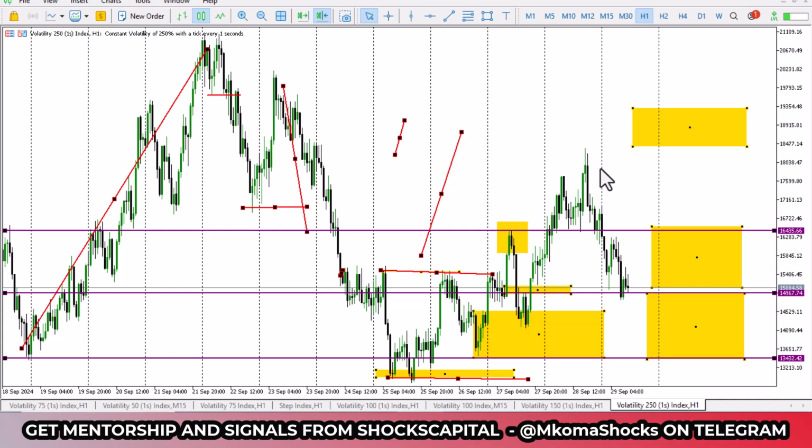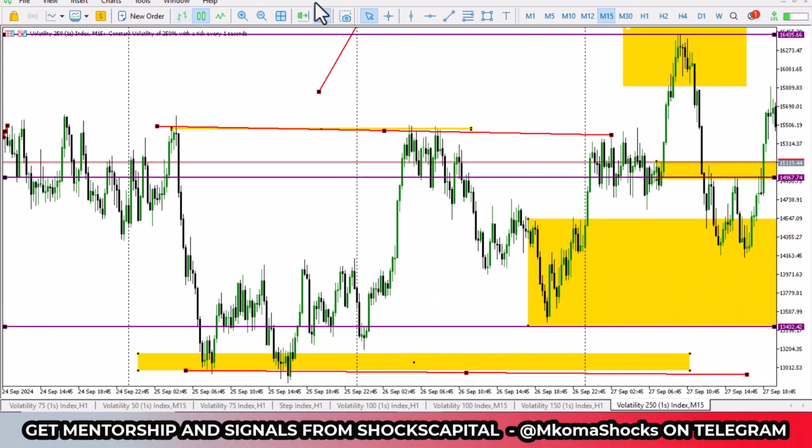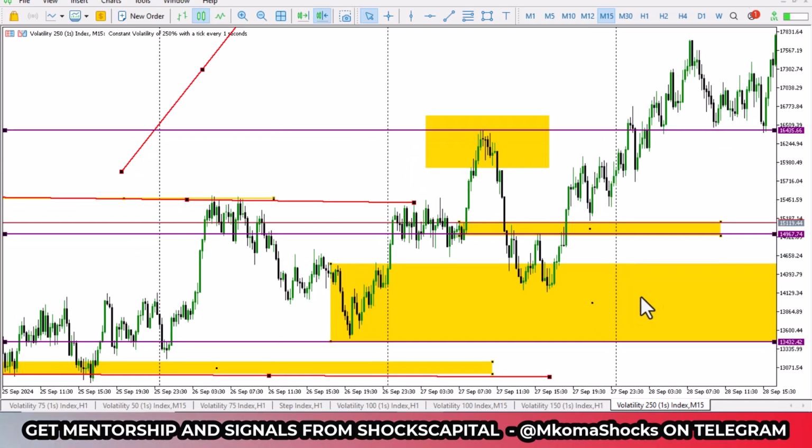And the entry pattern that I was looking for was the one that would give me the highest odds of winning this trade. Remember, when we did our videos on entries, we discussed the double bottom. If we go to the lower time frame, which is the M15, this is the trade that I took.